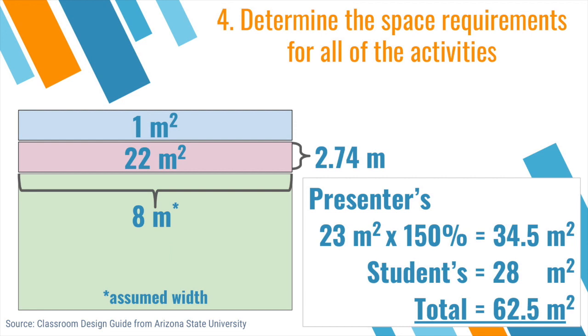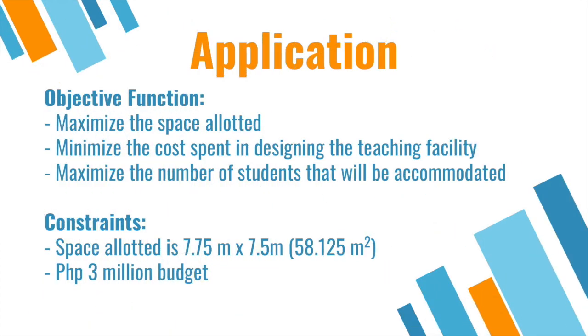Adding up all the space components, in order to fit 40 students, the classroom should at least be about 60 square meters in size. Now we apply these standards, taking into account the given constraints. We plan to maximize the given space, minimize the facility cost, and maximize the number of students to be accommodated.